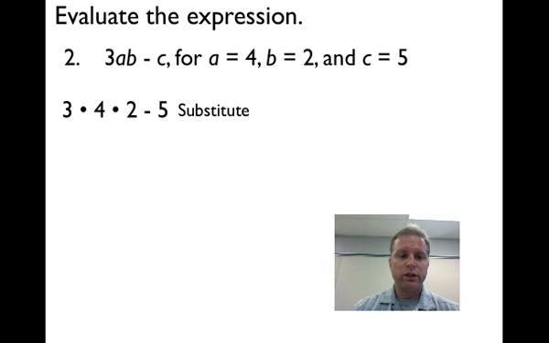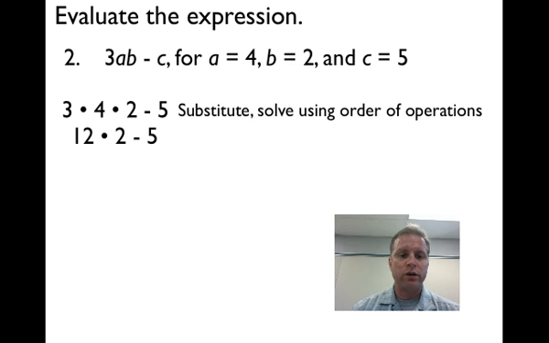Order of operations, we're going to do 3 times 4, which is 12. Still following order of operations, we have multiplying and subtracting. We'll do the multiplying and get 24 minus 5, which gives us 19.